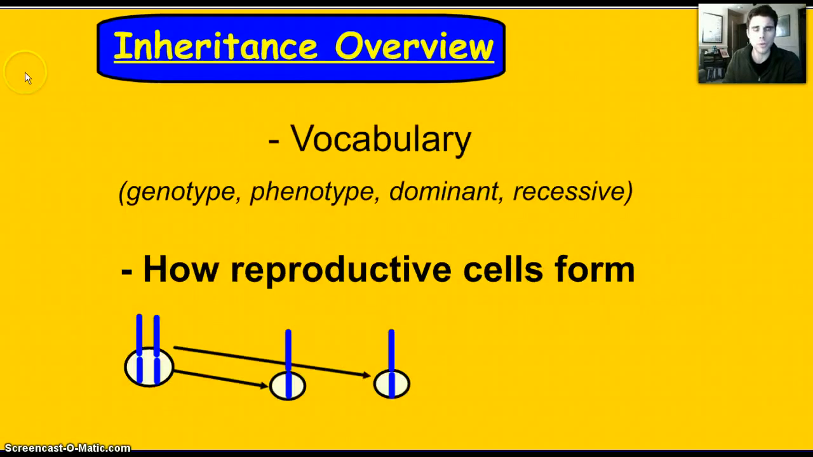Something else that I'm going to talk about very generally is how reproductive cells form. I'm not going to go into a whole lot of detail. It's not necessary for us to do that, but I am going to emphasize that the number of chromosomes in a normal body cell is divided in half for every reproductive cell that forms.